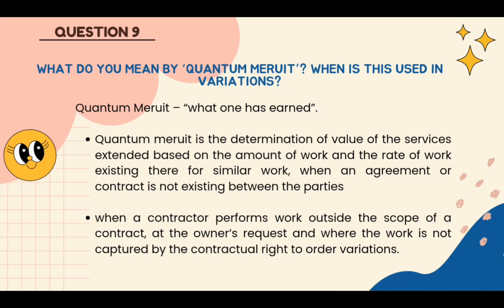Quantum meruit is the determination of the value of the services extended, based on the amount of work and the rate of work existing for similar work, when an agreement or contract does not exist between the parties. It is used in variation when a contractor performs work outside the scope of a contract at the owner's request and where the work is not captured by the contractual right to order variation.